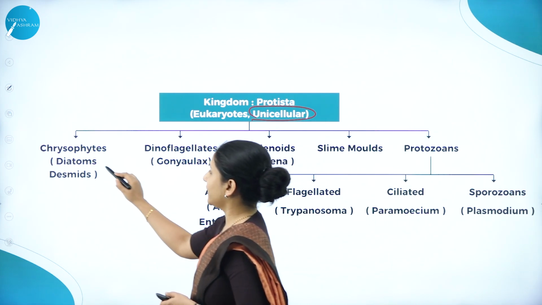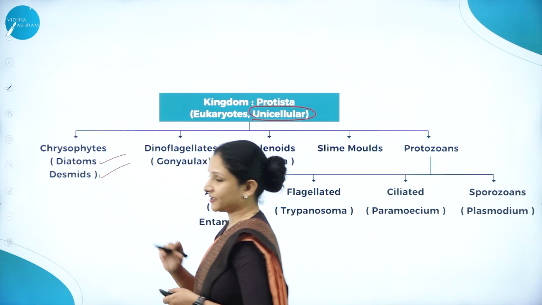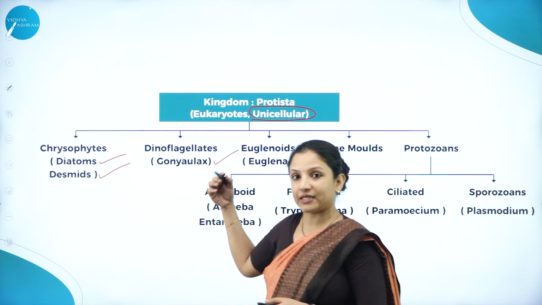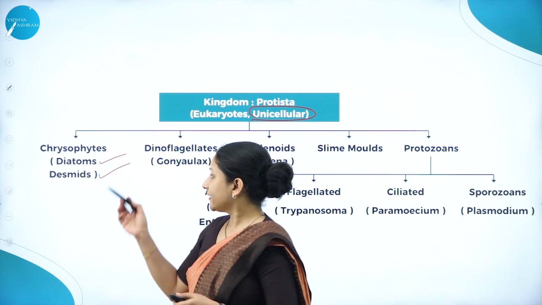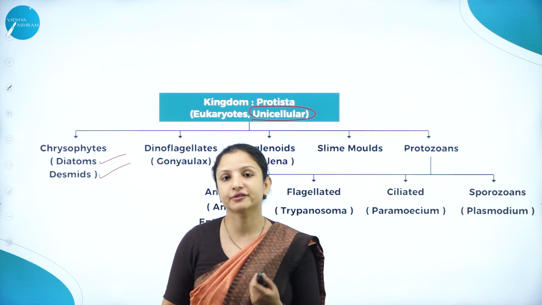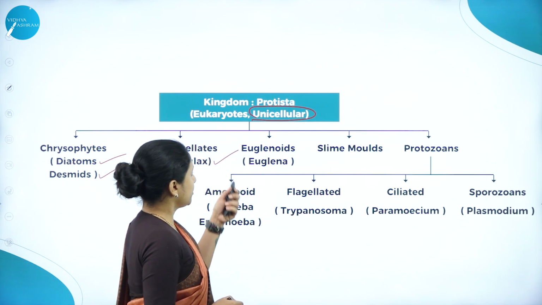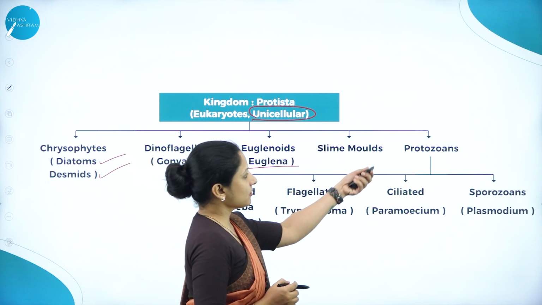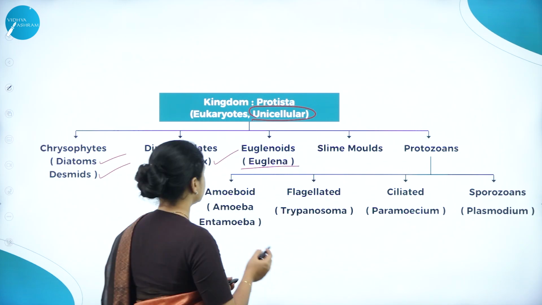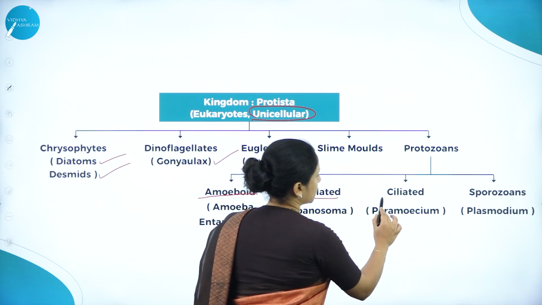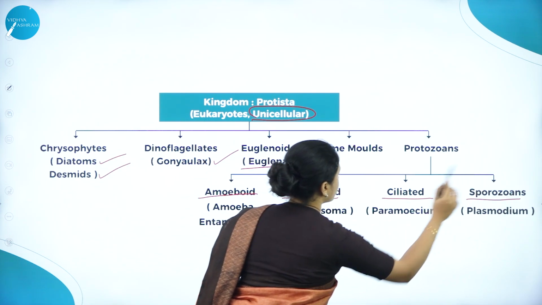Under chrysophytes, we have to study about diatoms and desmids, and dinoflagellates, Gonyaulax, which is responsible for the red tide in the sea, and diatoms are responsible for diatomaceous earth. Desmids are also called the golden algae. Then under euglenoids, there is euglena, slime molds, and then come protozoans. The protozoans are divided as amoeboid protozoan, flagellated protozoan, ciliated protozoans, and sporozoans.